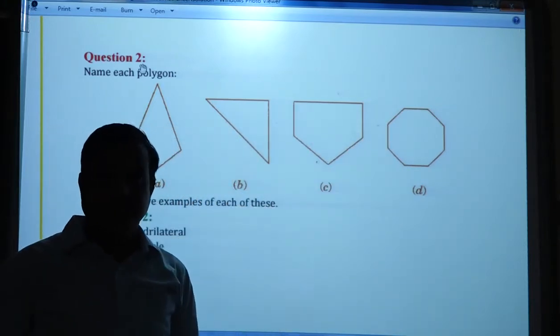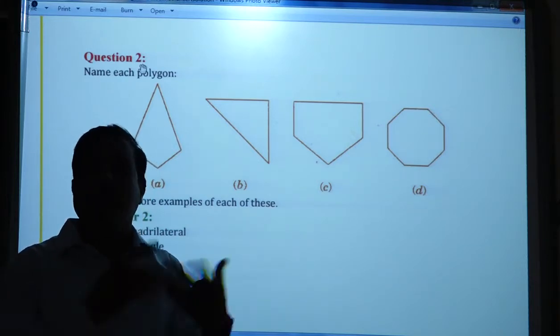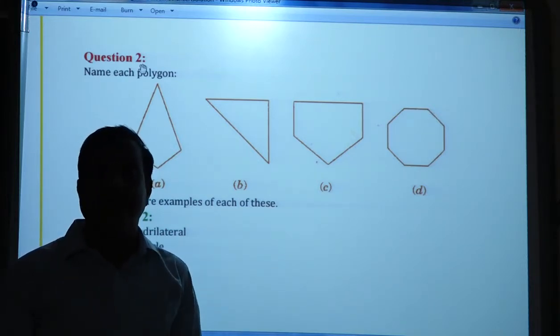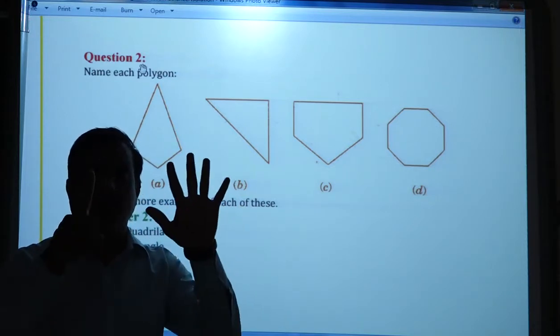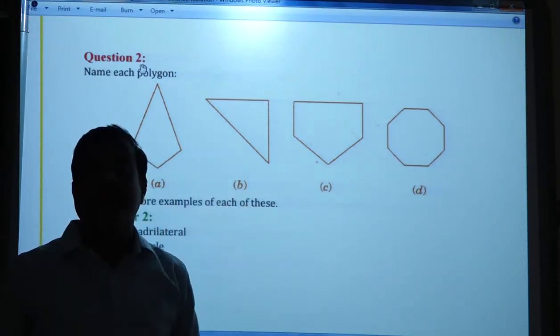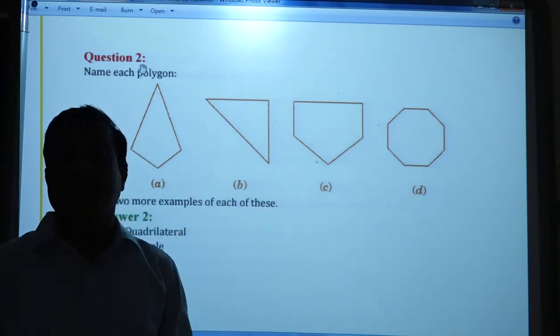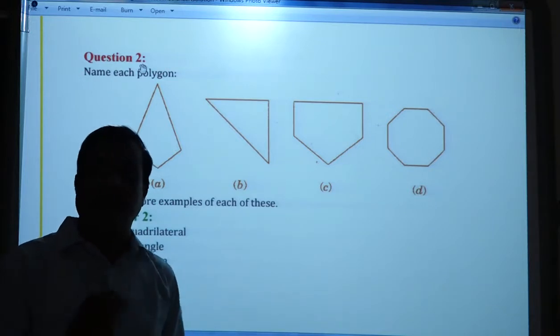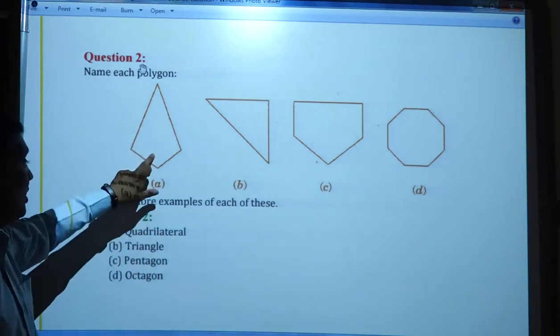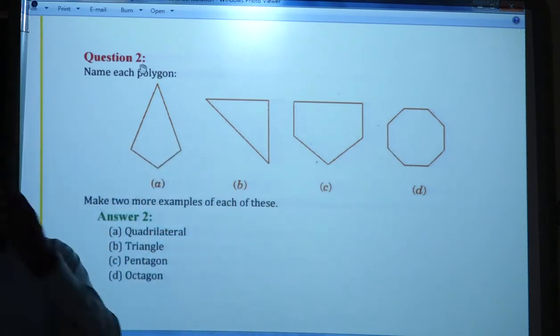Triangle is made by three line segments. Quadrilaterals are made by four line segments. Pentagon means 5, hexagon means 6, heptagon means 7, octagon means 8, nonagon means 9, decagon means 10. So these are different polygons having different numbers of sides. Okay dear. Here we are given quadrilateral, triangle, pentagon and octagon. Now we will go to the next.